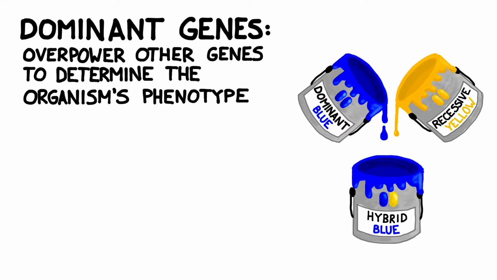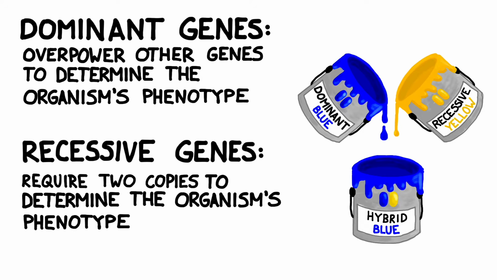Dominant genes overpower others in order to determine the organism's phenotype. Recessive genes require two copies to determine the organism's phenotype. For the paint to be yellow, the can needs two yellow components because yellow is the recessive color. In short, if any blue is present in the can, it will overpower the yellow.